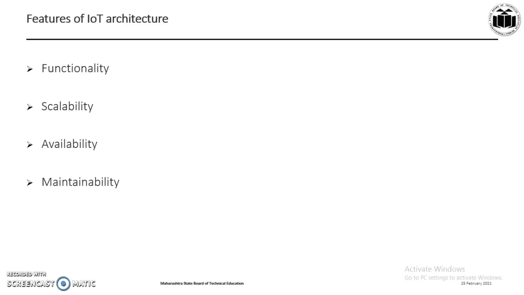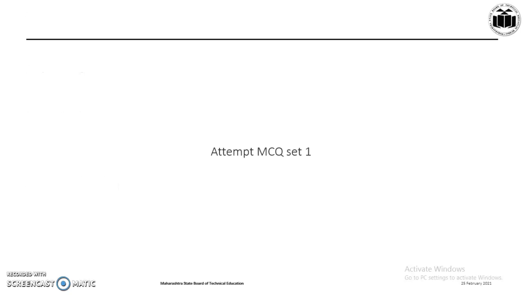The next feature is maintainability. Maintainability refers to the ability of an intelligent system to seamlessly and easily uncouple, be fixed and modified without causing an obstruction in the system's processing or functionality. That means the system should be easily maintained for any kind of operations. Now these are some of the features for a sustainable IoT architecture. At this level, students can try to attempt MCQ Set 1 given in the formative assessment.